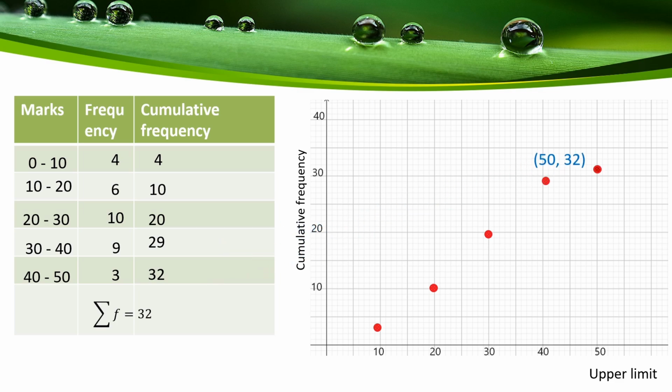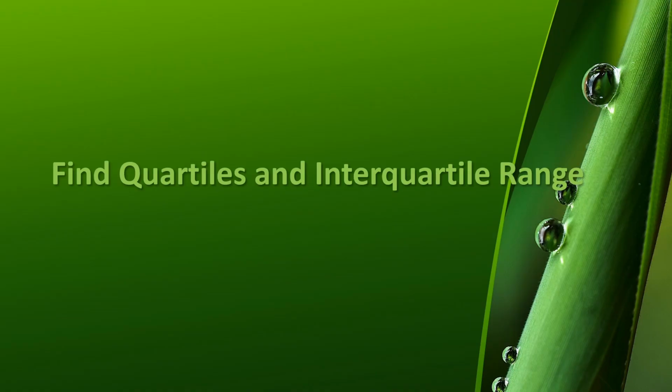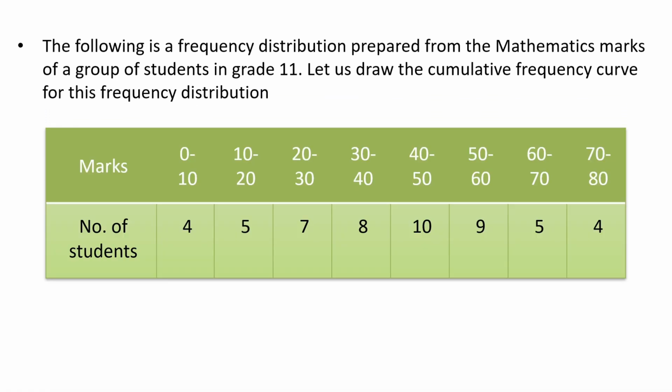After plotting these points, they should be joined smoothly with your pencil. You get a nice S-shaped curve. This curve we call the cumulative frequency curve. Okay, now you know how to construct the cumulative frequency curve. Next, our challenge is how to find the quartiles and interquartile range using the cumulative frequency curve. For this task, I am giving another question. Pause this video and draw the cumulative frequency curve. Then we'll discuss how to find the quartiles using it.